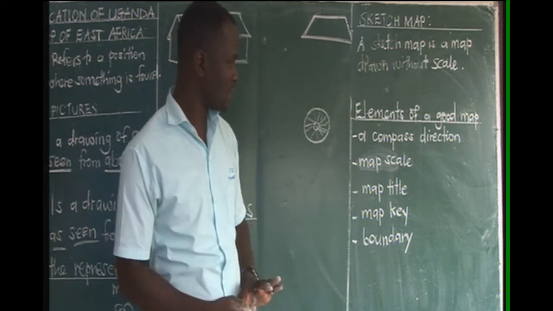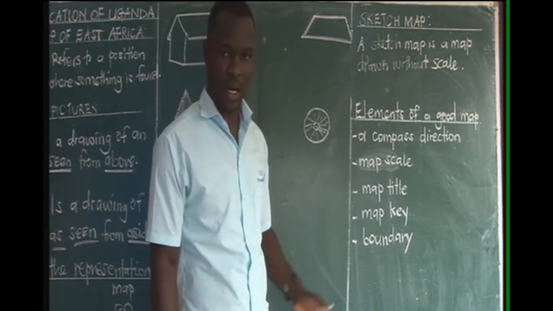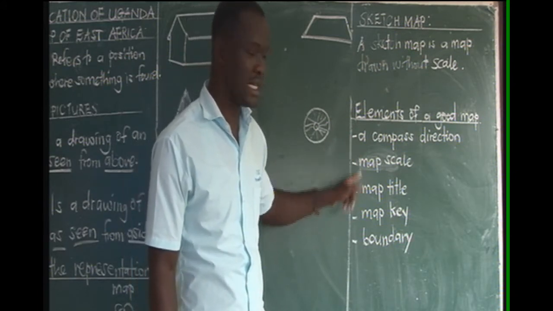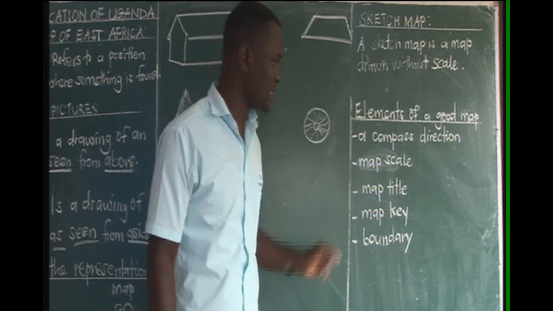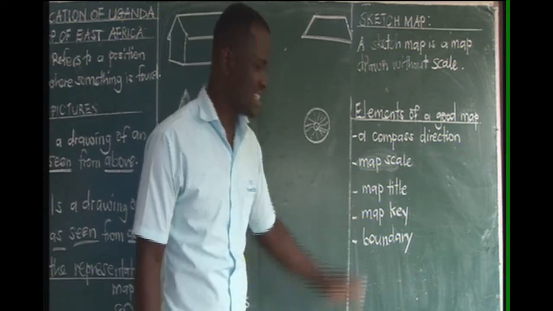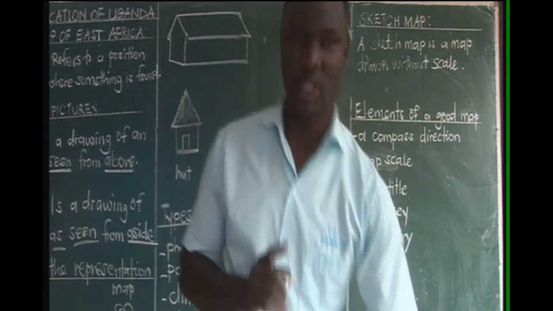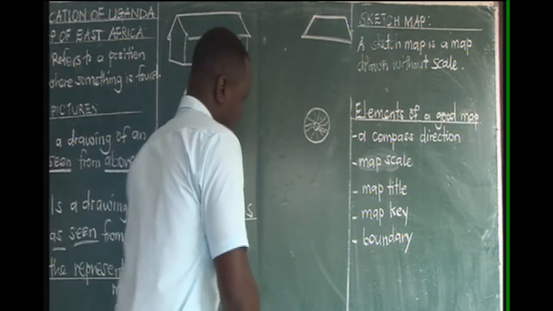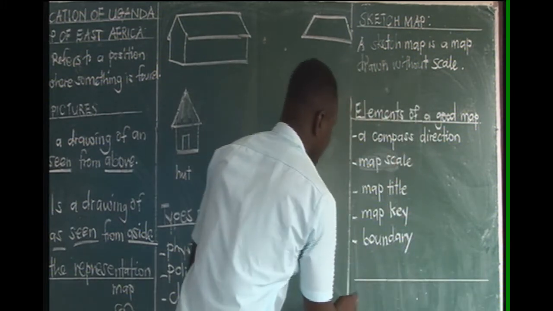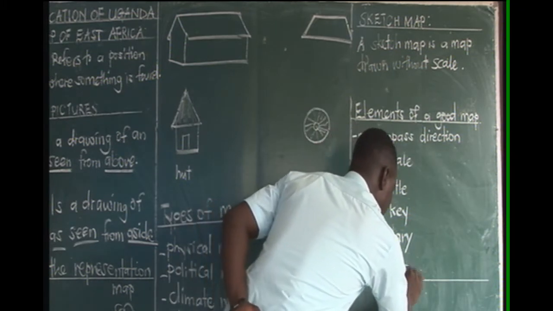So in our discussion, we are going to understand these one by one. Since we have a compass direction as our first element, we are going to talk about it first. Then we shall come and talk about a map scale, a title and these other ones. All of them, we are going to finish in this very discussion. So keep tuned. We are going to have our subheading: we are beginning with a compass direction.